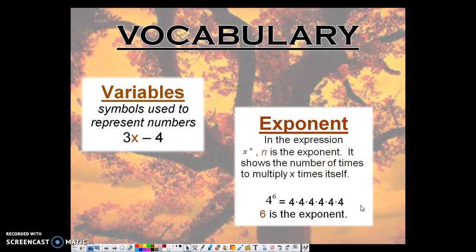A variable is a symbol used to represent a number. So it's the letters that are inside the expression. It's called a variable. Remember, they are representing some number.